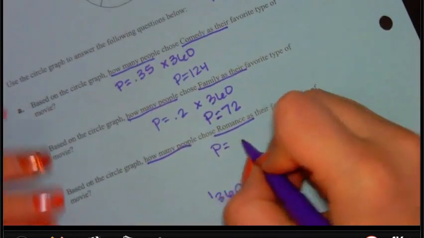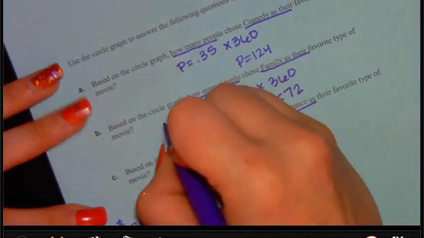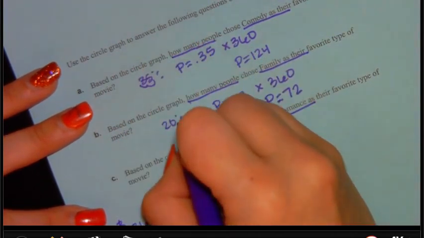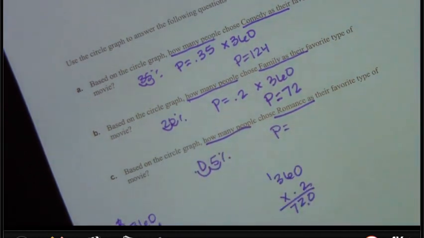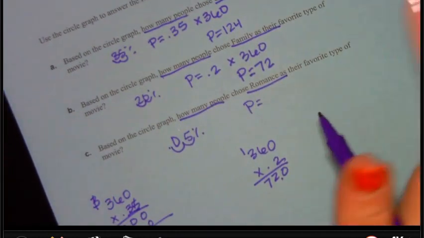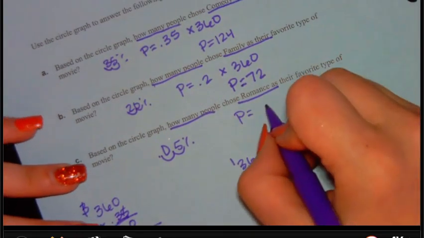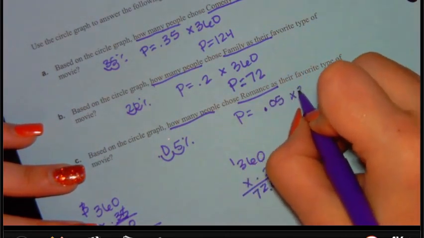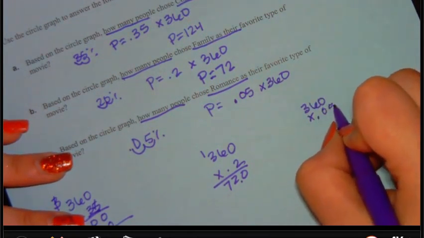Romance is 5%, so part is equal to. Now, here's the deal with 5%. When you have a percentage, you're always moving your decimal two times to the left, and it's always going to have a 0 in front when it's a small decimal less than 10. So 0.05 times 360. All right, 360 times 0.05.